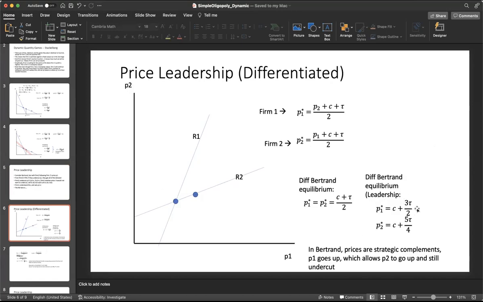And in fact, we see it. P1 has this price, and then P2, tataas rin, pero hindi ganun kataas. It will still undercut. But because strategic complements sila, they don't have to lower their price too much or even lower their price from the old equilibrium. They can just follow, but not follow all the way. And they will have more demand than before.